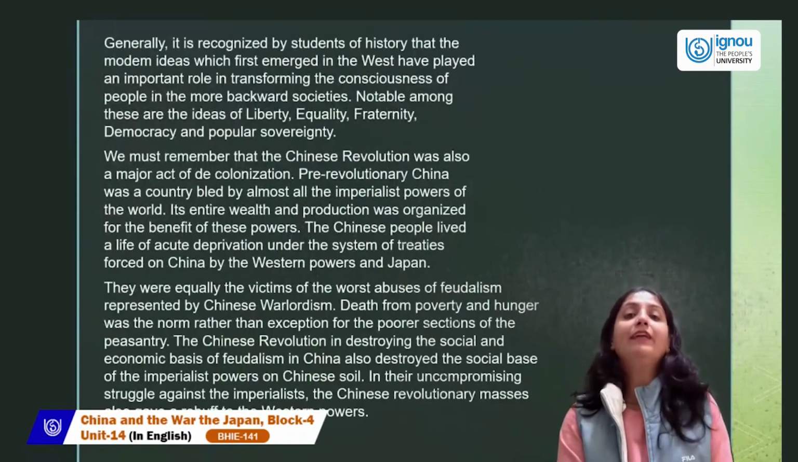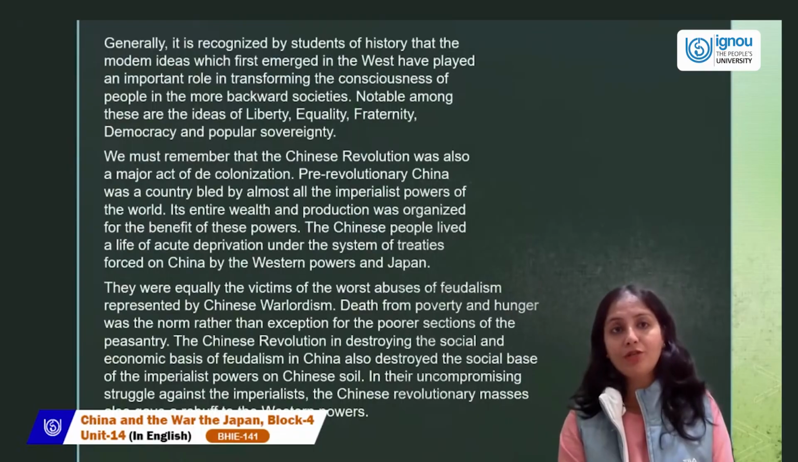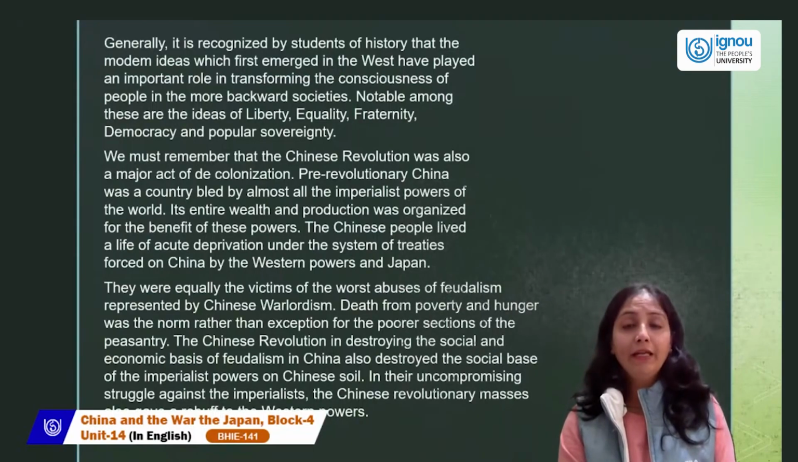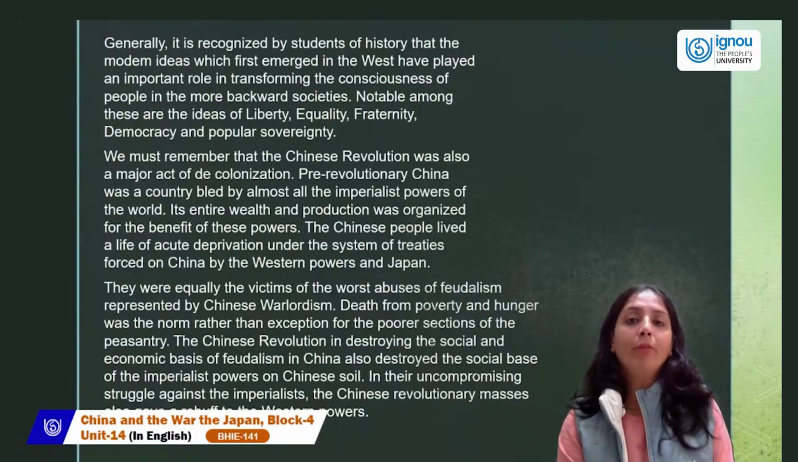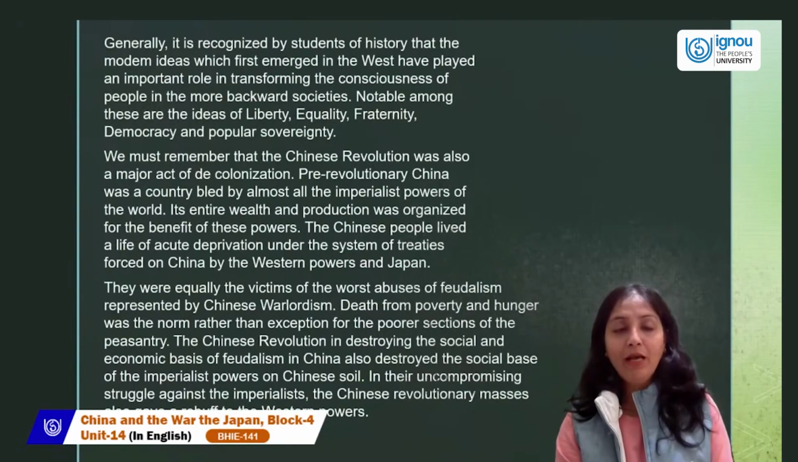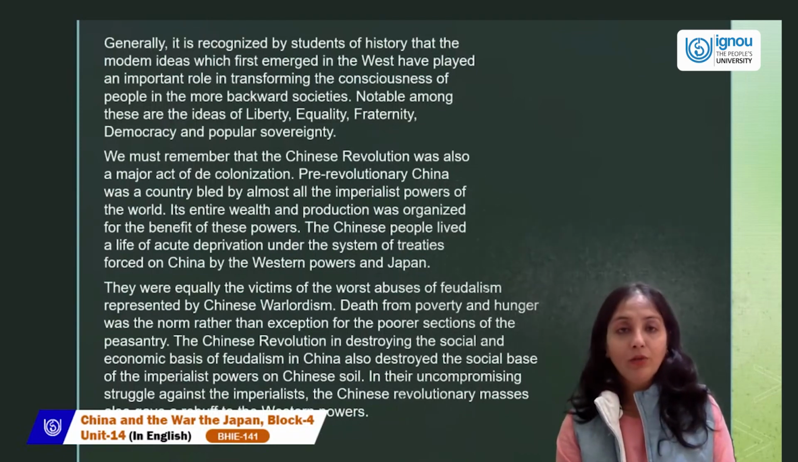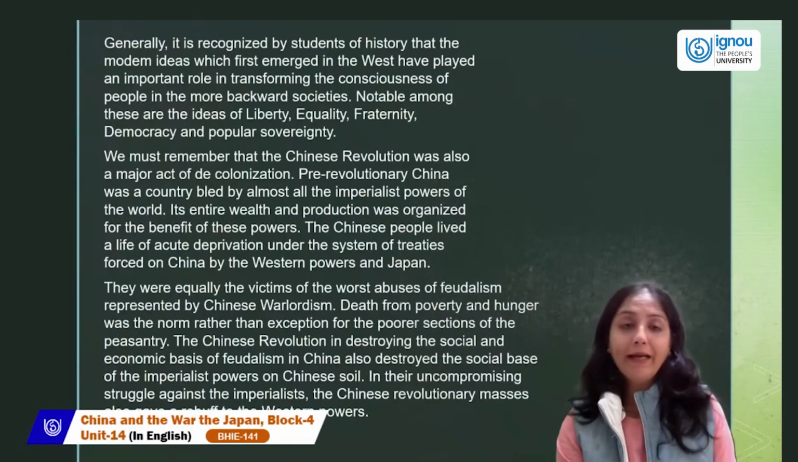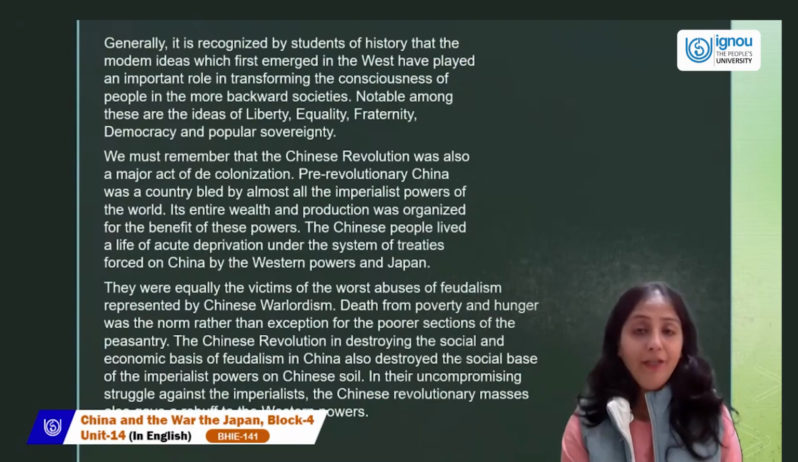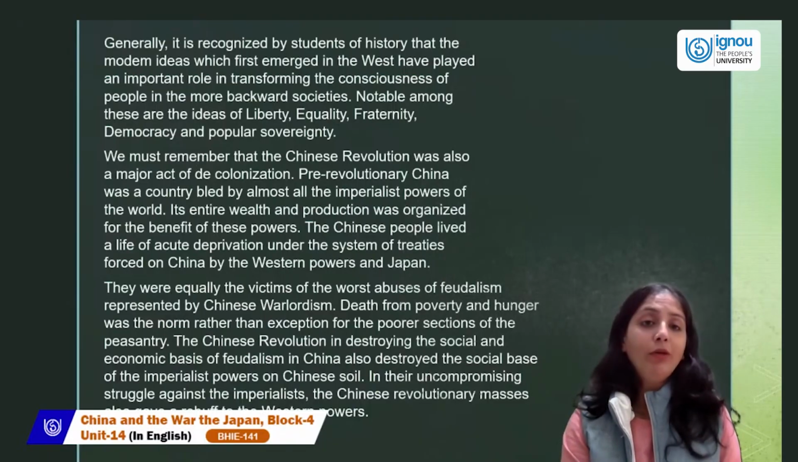Generally, it is recognized by students of history that the modern ideas which emerged in the West have played an important role in transforming the consciousness of people in more backward societies. Notable among these are the ideas of liberty, equality, fraternity, democracy, and popular sovereignty.